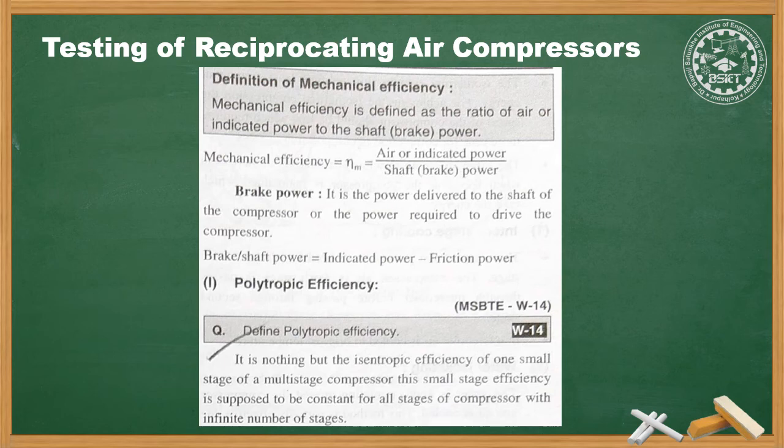Next is polytropic efficiency. It is the isentropic efficiency of one small stage of a multi-stage compressor. This small stage efficiency is supposed to be constant for all stages of a compressor with an infinite number of stages.